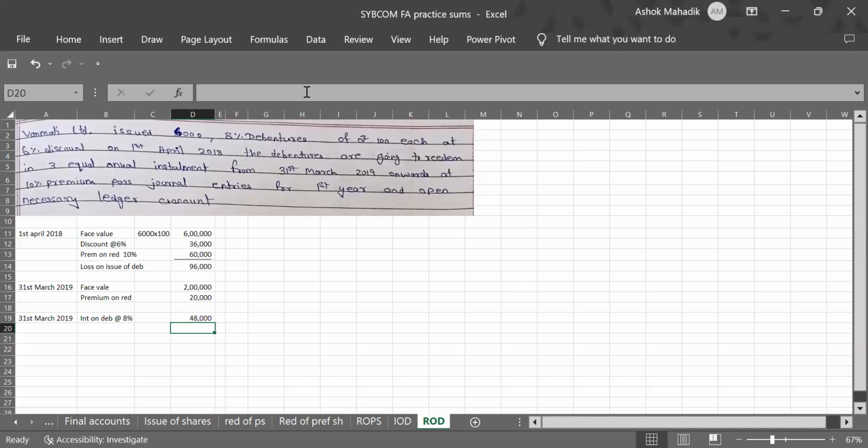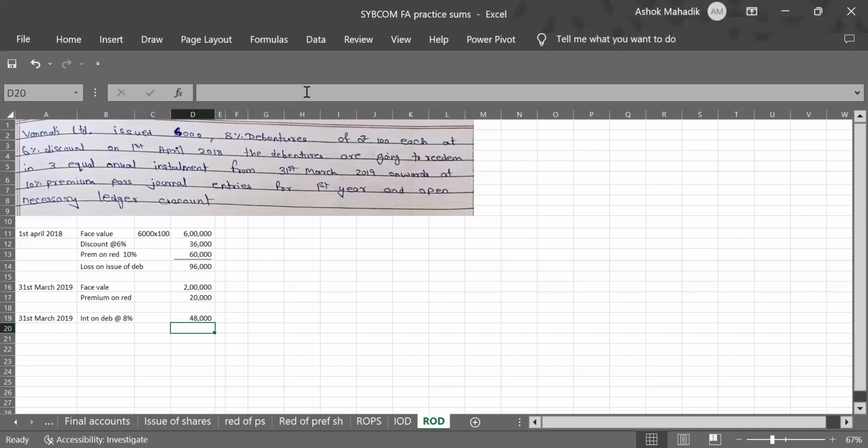So these are crucial things which you need to record when you are going to start with the solution. Okay, I'll repeat these things. First, record the face value, that is number of debentures into its face value. If you are issuing at a discount, calculate the amount of discount. In this case, it is 6%. Always calculate all the percentage on the face value. Okay, so 6% of 6 lakhs becomes 36,000.